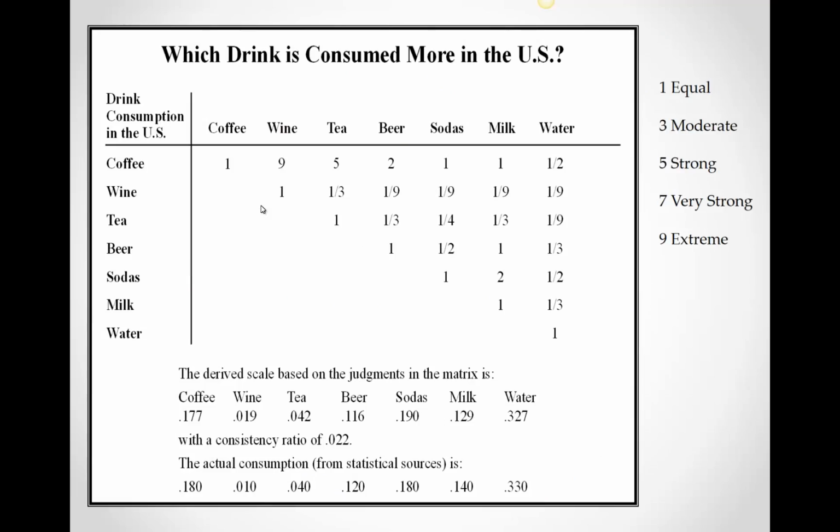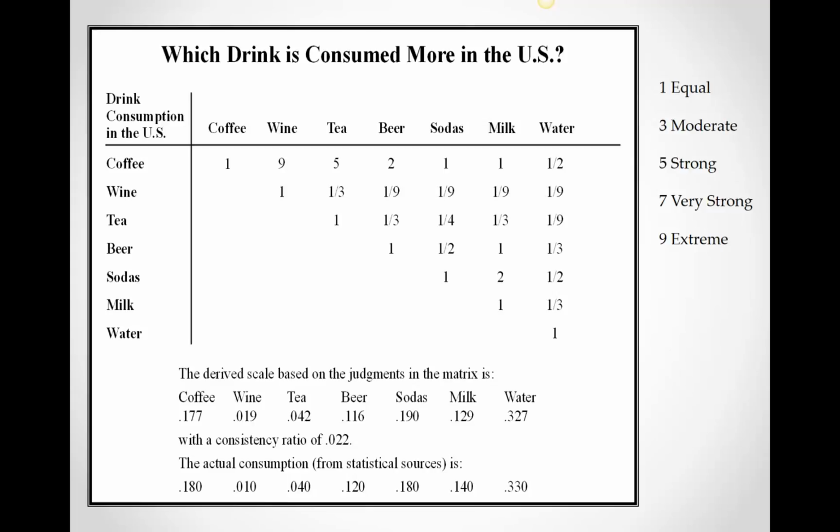In this example, we see someone's judgment about the relative amount of consumption of drinks in the U.S. several years ago. The 9 in the first row second column represents a judgment of extreme for coffee more than wine. The 5 in the next column represents a judgment of strong for coffee more than tea. The 1/2 in the last column represents an inverse judgment of equal to moderate, water more than coffee.